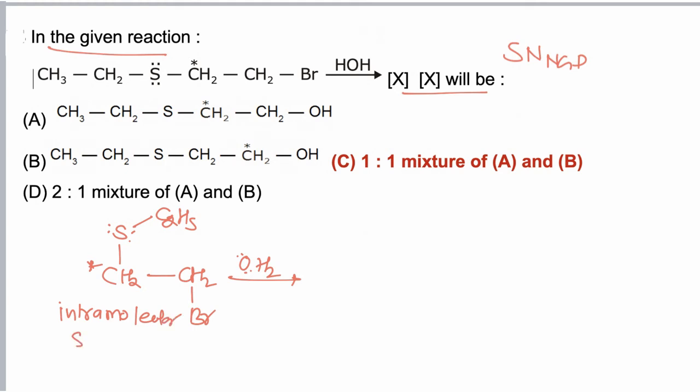reaction. If there is a choice between intermolecular and intramolecular, intramolecular reactions are always more favorable. Now this sulfur acts as a nucleophile, Br negative is removed, so CH2, CH2, S, C2H5, and this starred carbon is formed as an intermediate.